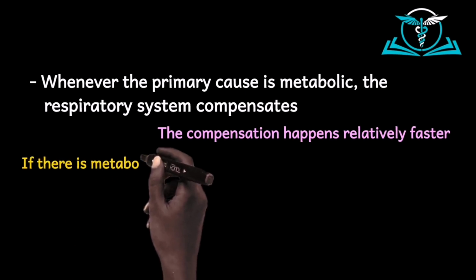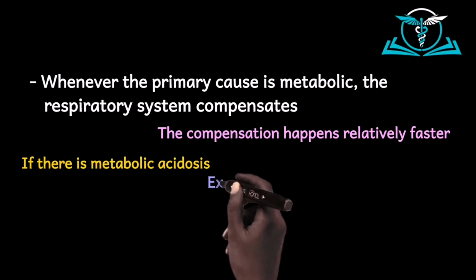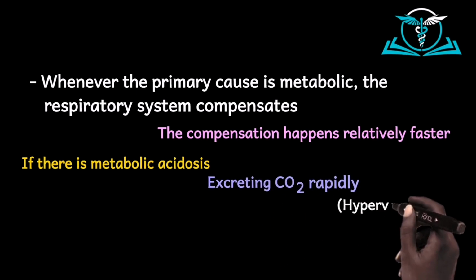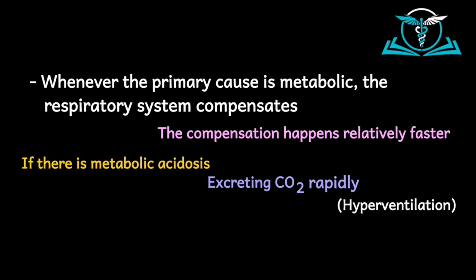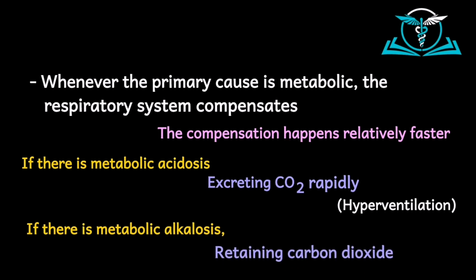If there is metabolic acidosis, how will the respiratory system compensate? Because there is too much acid, it would like to excrete carbon dioxide rapidly, and that is what we'll call hyperventilation. That explains why we see hyperventilation in a patient with diabetic ketoacidosis. Good. And if there is metabolic alkalosis, because there is so much base, the respiratory system would like to retain the acidic gas carbon dioxide, and so that will manifest as an increased PCO2, right? Very good.